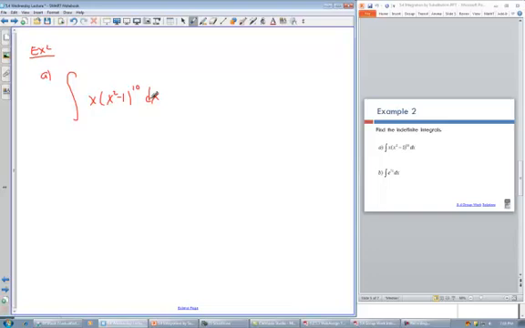So I have to figure out, okay, what am I going to make my u? And I have two choices. I can let it be x or x squared minus 1. If you try to let it be x, you won't get anywhere. So it's this thing on the inside, this x squared minus 1. And so I take the derivative, du equals 2x times dx.